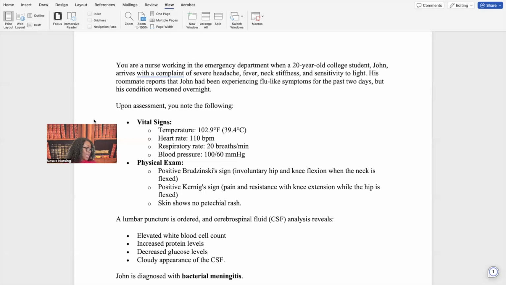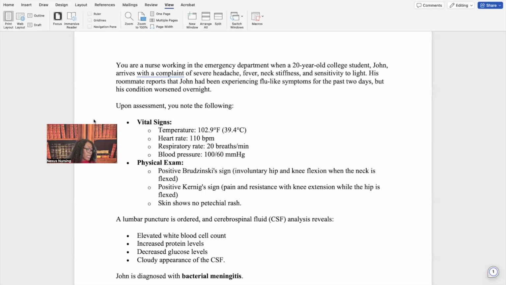Okay, next question. Which laboratory finding is most concerning in a patient with bacterial meningitis? 1, a WBC of 15,000, 2, serum glucose of 70, 3, a cerebrospinal fluid glucose of 20, or 4, serum sodium of 140. I'm going to repeat that. Which laboratory finding would be most concerning in the patient with bacterial meningitis? 1, WBC of 15,000, 2, serum glucose of 70, 3, cerebrospinal fluid glucose of 20, or 4, serum sodium of 140.